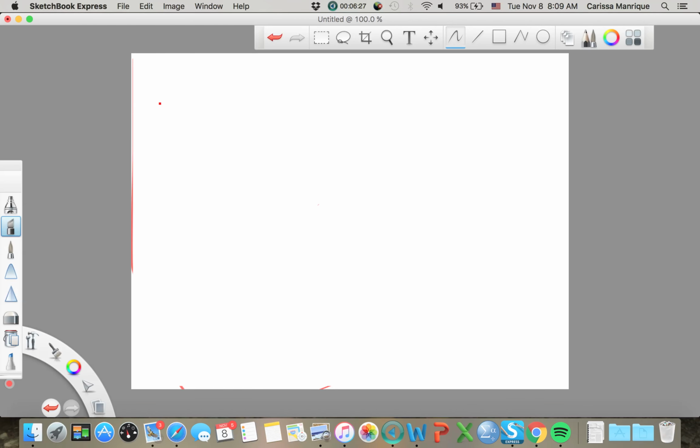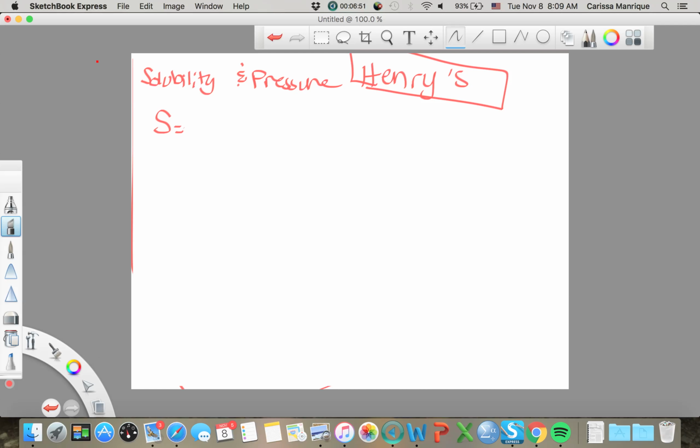Okay, if they talk about solubility and pressure, if those two words are mentioned, this is a Henry's Law problem. It's important to know what formulas you use for each question. So Henry's Law says solubility equals K times P. S is solubility, P is pressure. K is a constant for each substance.